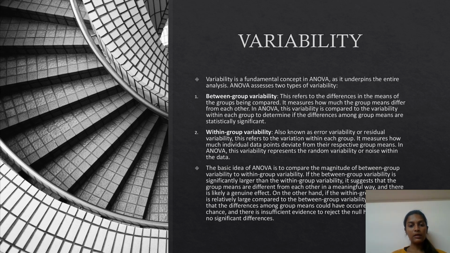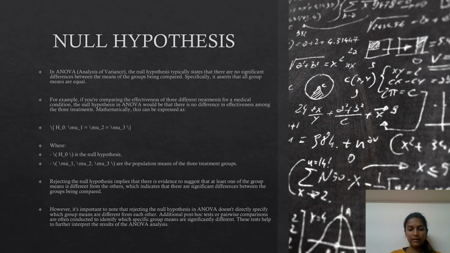If the between group variability is significantly larger than the within group variability, it suggests that the group means are different from each other in a meaningful way and there is likely a genuine effect. On the other hand, if within group variability is relatively large compared to between group variability, it suggests that the differences among the group means could have occurred by random chance and there is insufficient evidence to reject the null hypothesis of no significant differences. Null hypothesis.